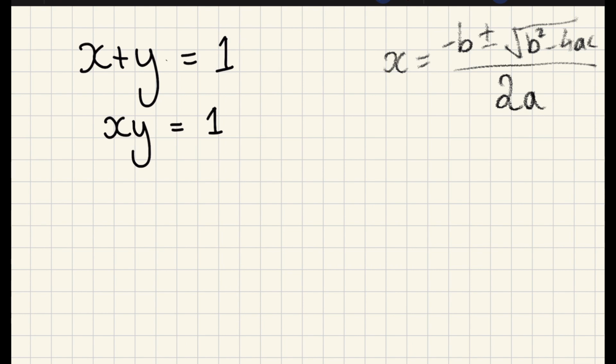Hello everybody, today we're going to look at this set of simultaneous equations. X plus y equals 1 and x times y is 1. So the sum of two numbers is equal to its product and they're both equal to 1.